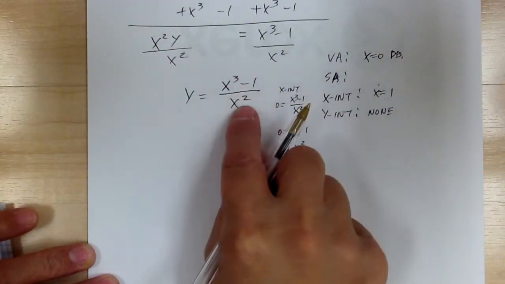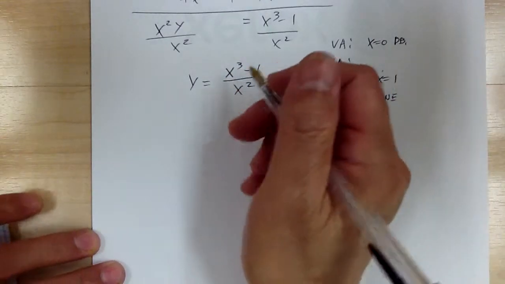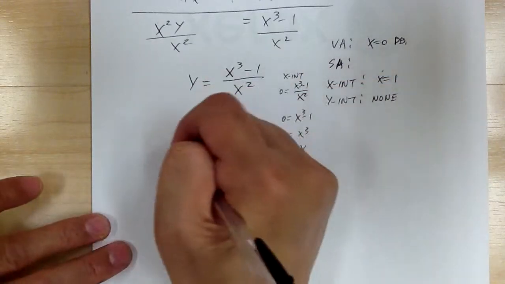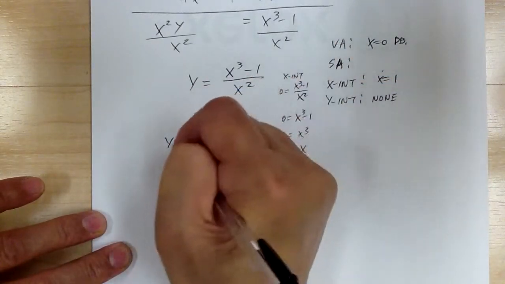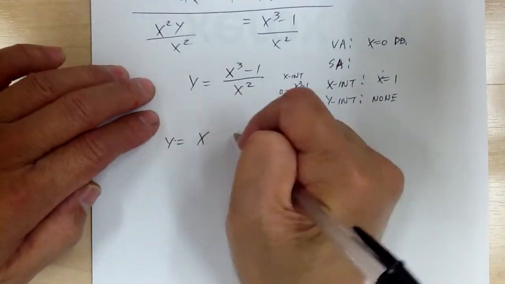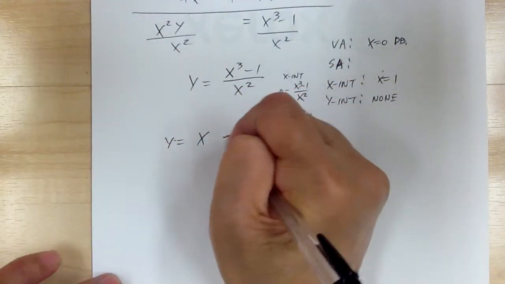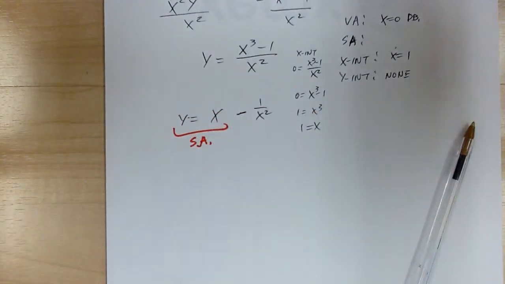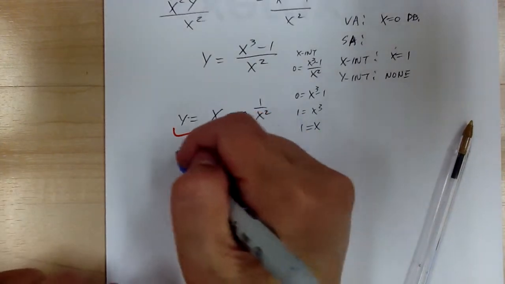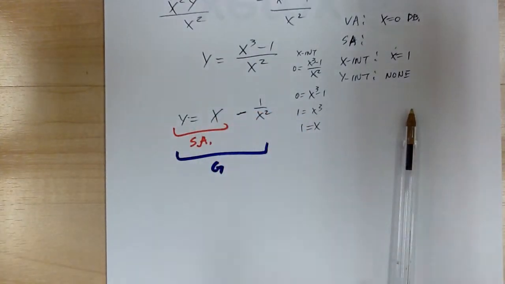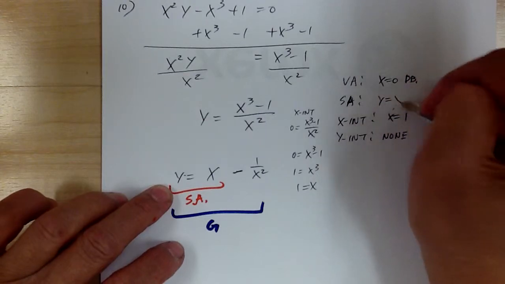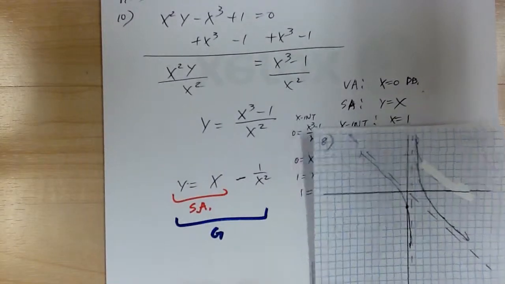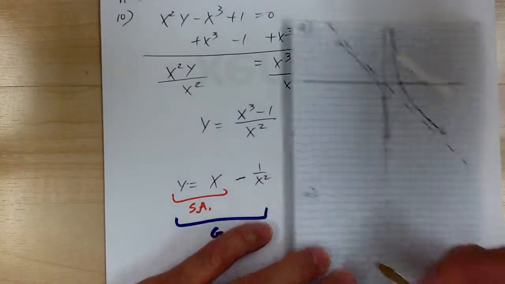This one has only one term on the bottom, so you can just do it separately, or you can do the long division, either way. If you do it the short way, you just divide, so this will give you x minus 1 over x squared. Again, here is your slant asymptote, and this is your graph. So the slant asymptote is y equal to x. Now we're ready to go ahead and sketch number 10.